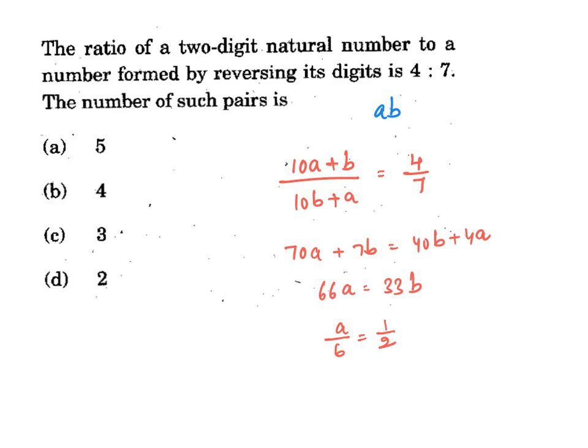Now see the number of pairs possible. If A value is 1, B value is 2. If A value is 2, B value becomes 4. If A value is 3, B value becomes 6. If A value is 4, B value becomes 8. If A value becomes 5, B is 10, but this is not possible because A and B are single digit numbers. So there are 4 pairs possible.